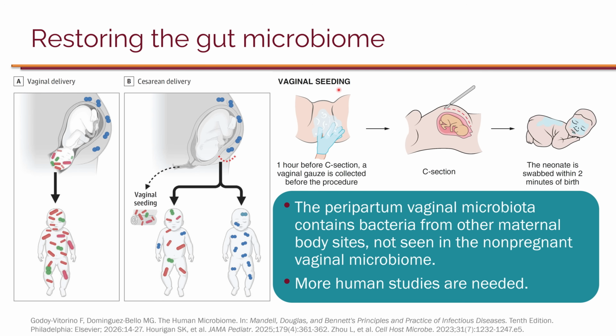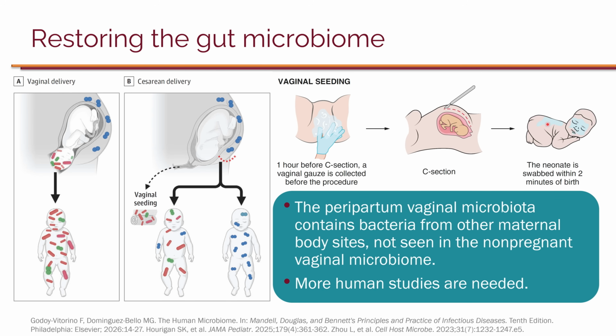So this is specifically for someone who is about to undergo C-section because they will miss the opportunity of getting exposed to vaginal microbiome. The idea is that an hour before the C-section, a vaginal gauze is collected before the procedure. So this is essentially collecting all the vaginal microbiome. And then the C-section occurs, and once the baby is born, the neonate is swabbed within 2 minutes of birth. So essentially they swab the face and the back of the baby.